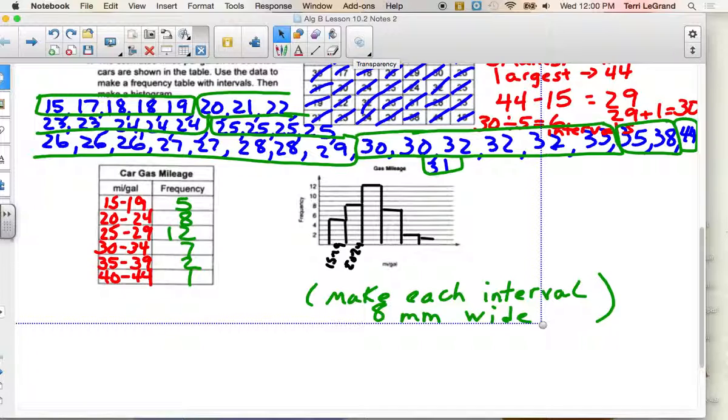Okay, well, you should have a last bar here, and then you can be shading them in. Make sure the intervals are numbered underneath, and you have your histogram.